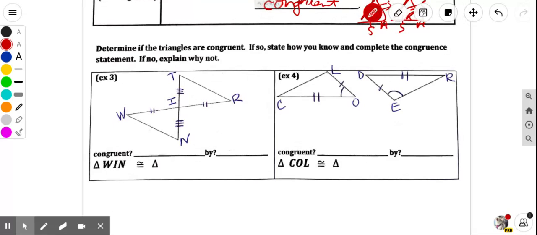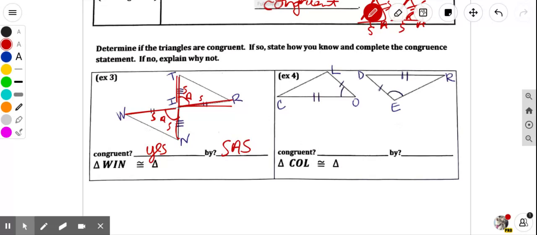So let's take a look at example 3. Notice in this one I have two pairs of sides. I have this one and this one, and then this one and this one. So I have a side and a side. Notice we have some vertical angles, so we can mark those. Now do we see how we have side angle side in both triangles? A side, an angle between them, and a side. So these, yes, they are congruent. We would say by side angle side.